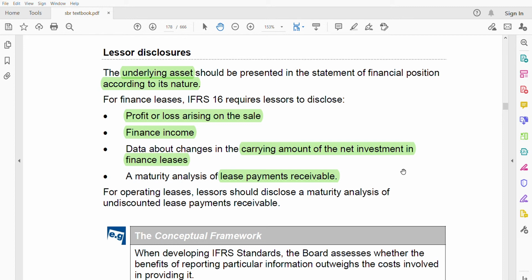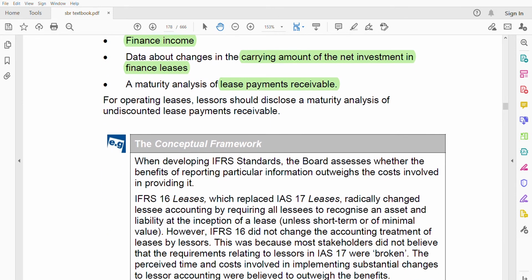It's like for debtors, how you record to see whether your receivables or your customers are paying on time or not. The same we do for the lease also. How fast is your lessee paying you? Under what duration? Are they taking too much time to pay? Are they paying on time? Right? So for that, a maturity analysis of lease payments receivable needs to be disclosed.